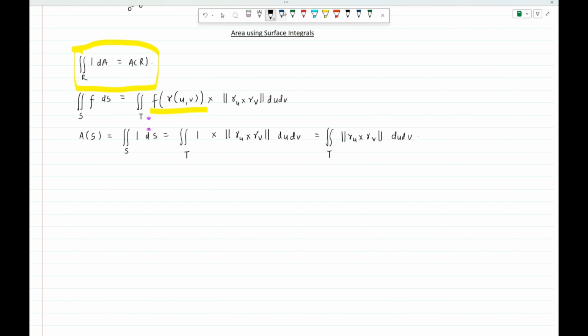Let's go ahead and see an example for this. Let's say I want to calculate the area of the surface of the cylinder given by x square plus y square equals 3, from z equal to 1 to z equal to 3.